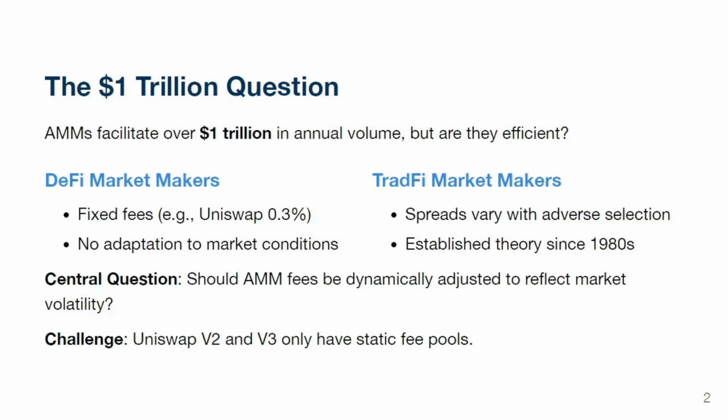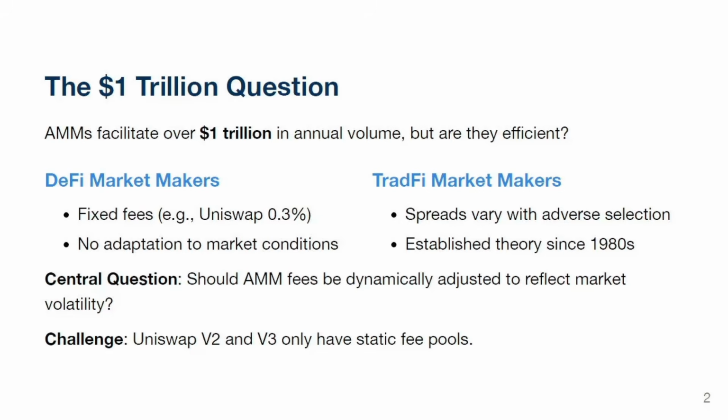Cool, so some motivation. Why do we study AMMs? Annually, these AMMs now facilitate about $1 trillion worth of annual volume, and the main question that we're trying to ask is, are these AMMs efficient? Compared to their traditional counterparts, market makers like Citadel will vary their spreads in adverse market conditions. Currently in the DeFi space, we don't really have things like this for AMMs.